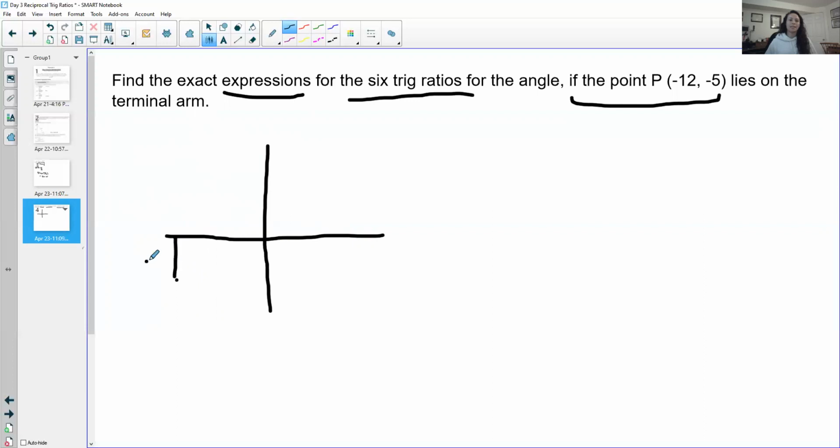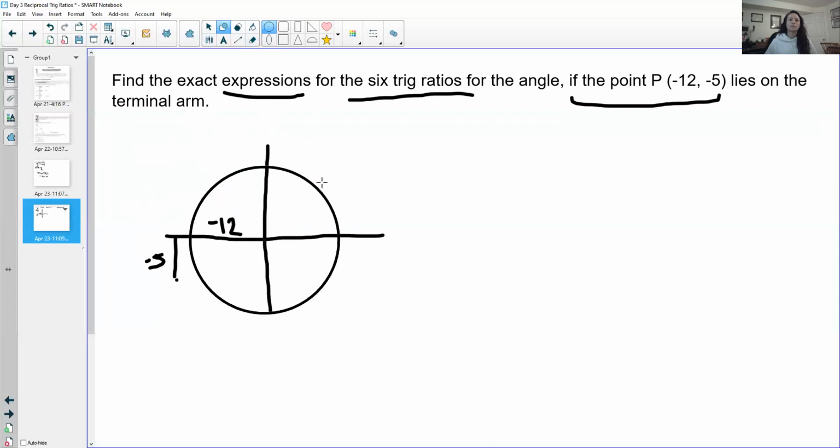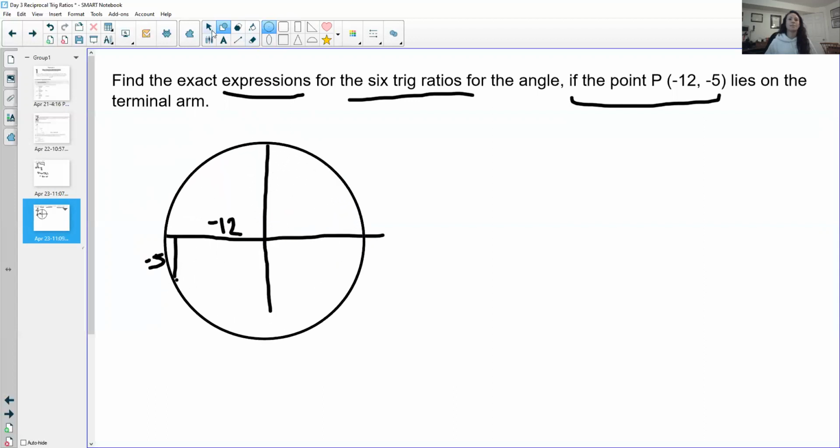That means this is -5, this is -12, and you have to imagine a circle that goes through our point. Okay, so this is our point P. Okay, I'm going to draw my terminal arm. I need to find the angle. I just need to find the exact expressions. Okay, but that would be my angle. So my angle would go all the way over, but I'm only going to focus on this small triangle, the one from the x-axis.